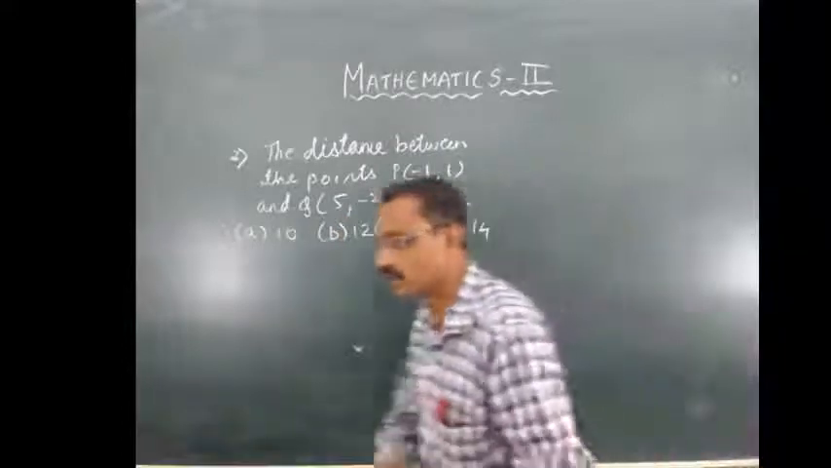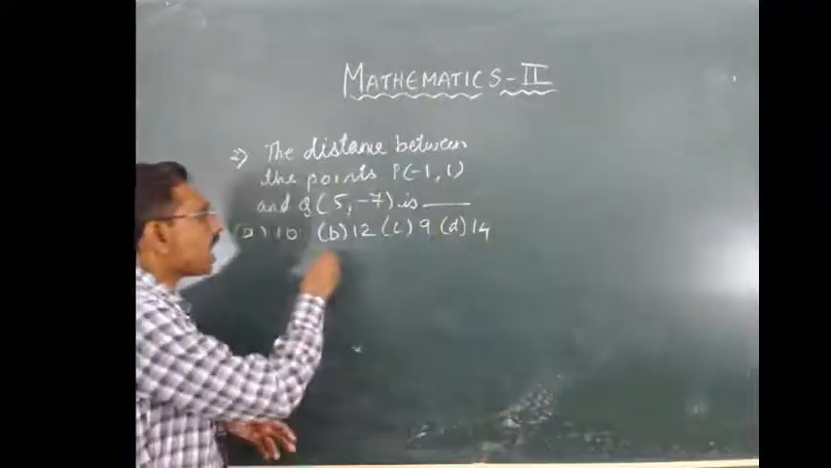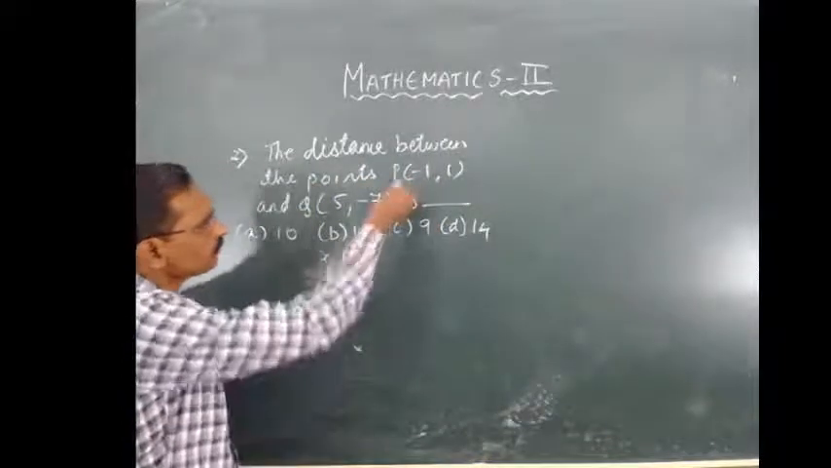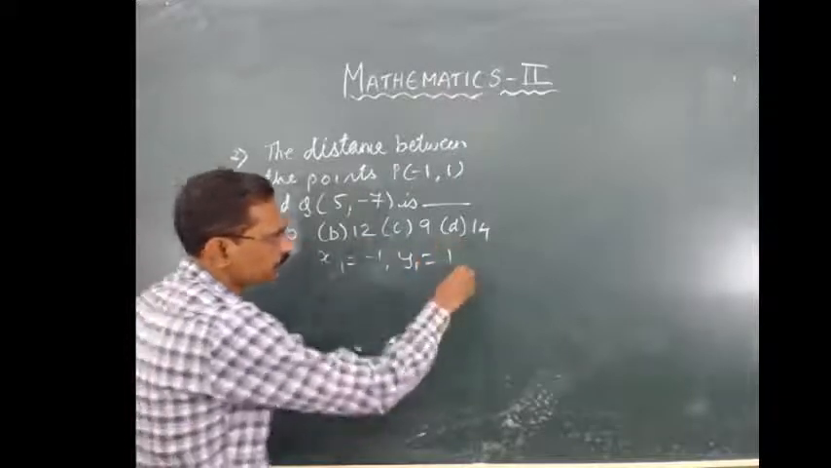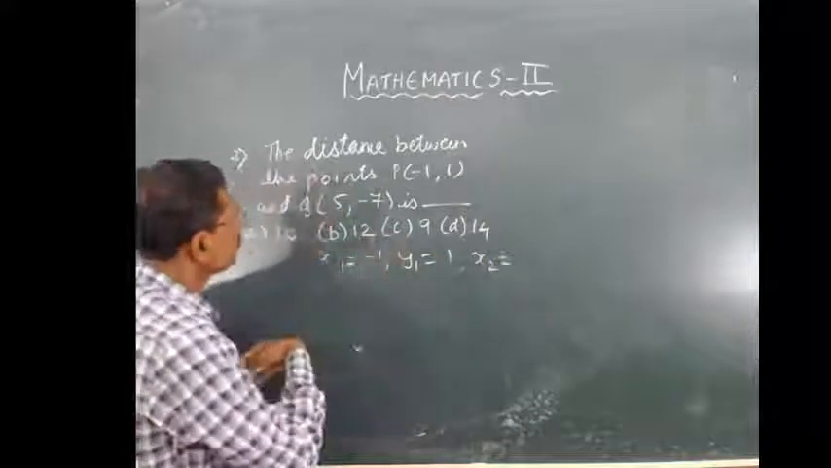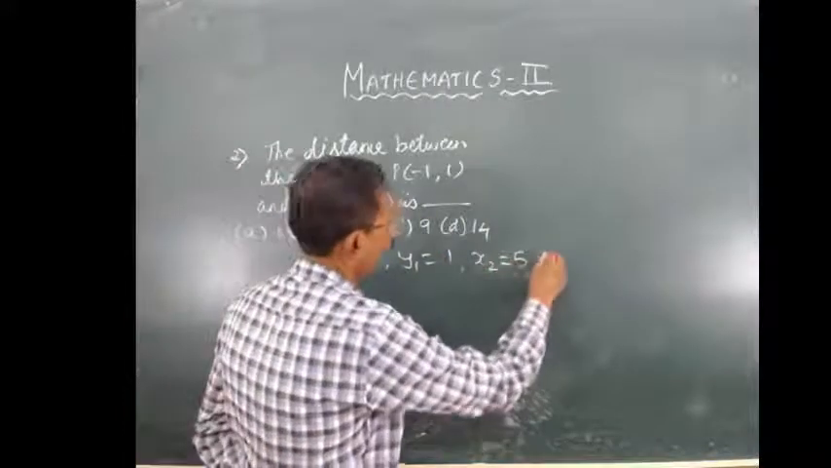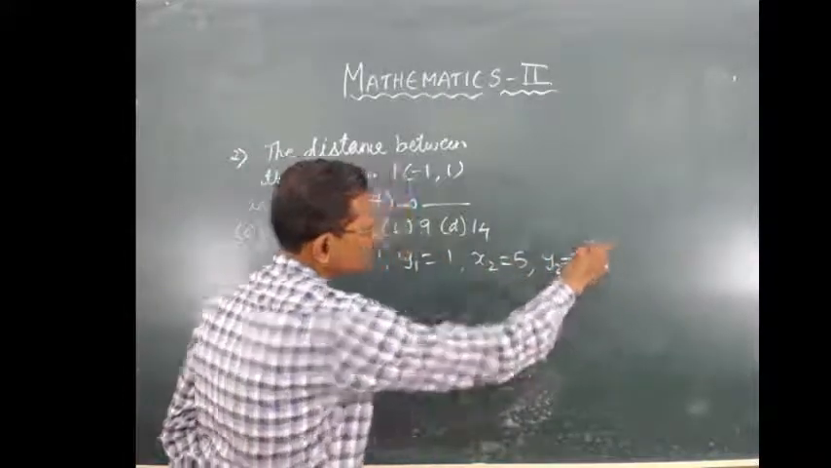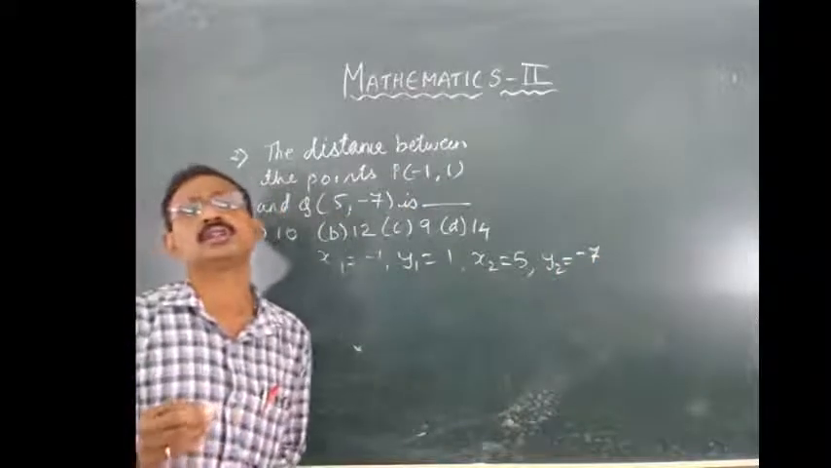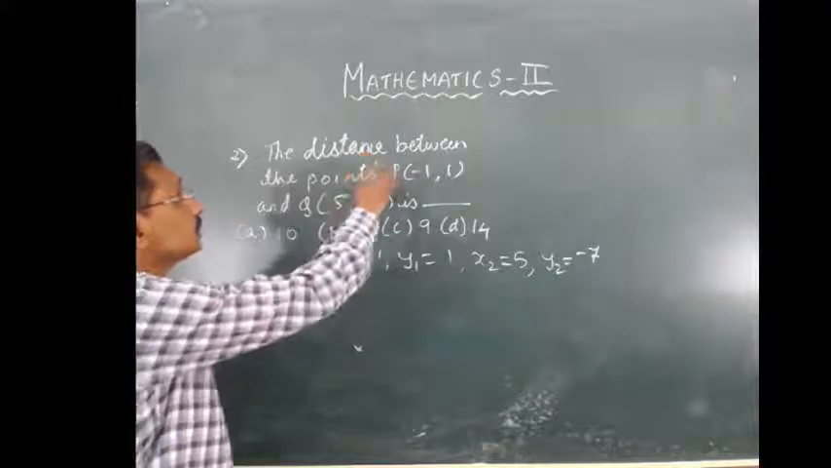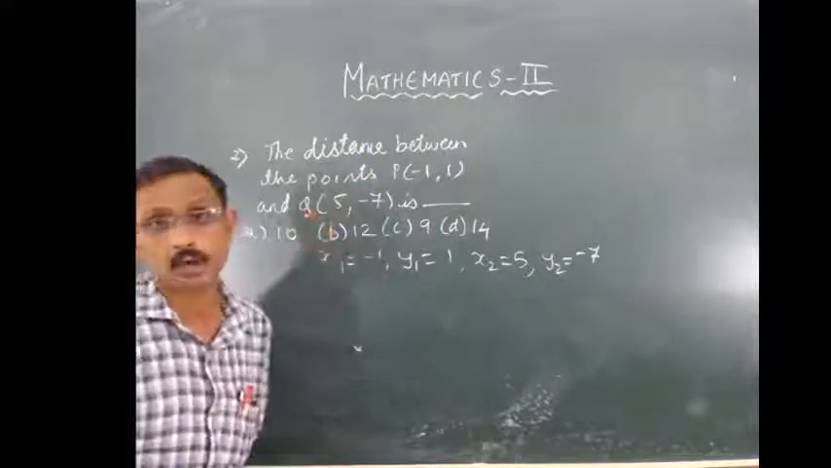Let us first write x1 is equal to minus 1, y1 is equal to 1, x2 is equal to 5, and y2 is equal to minus 7. Now we have a formula to find the distance, which is called the distance formula. Distance between the points P, comma Q.